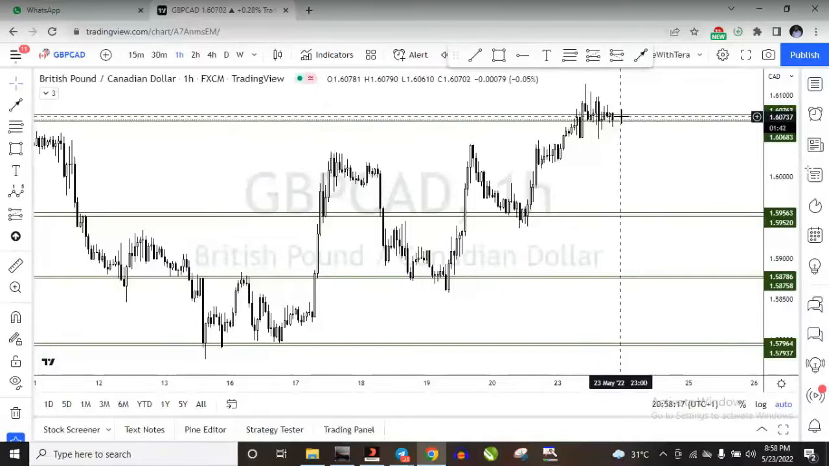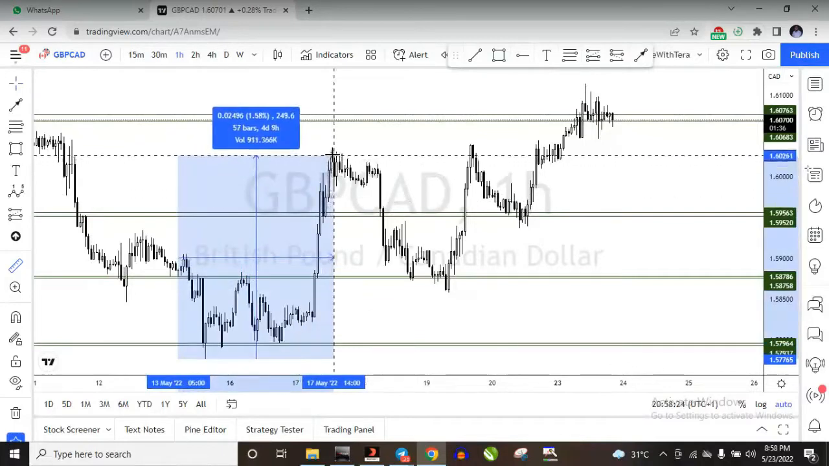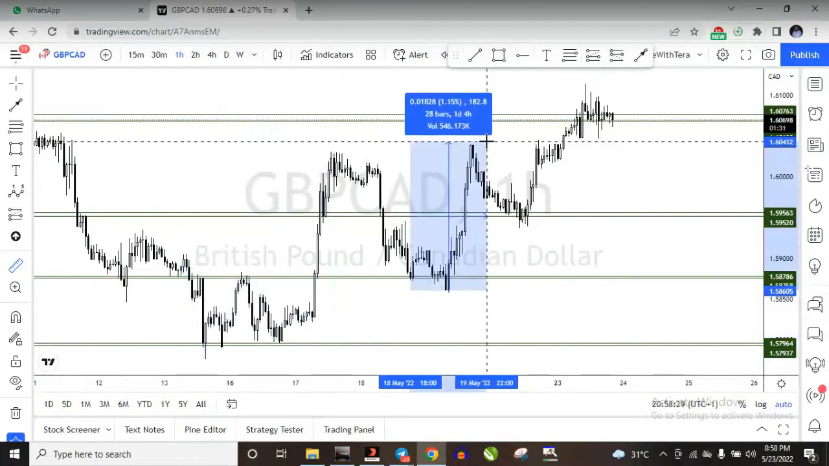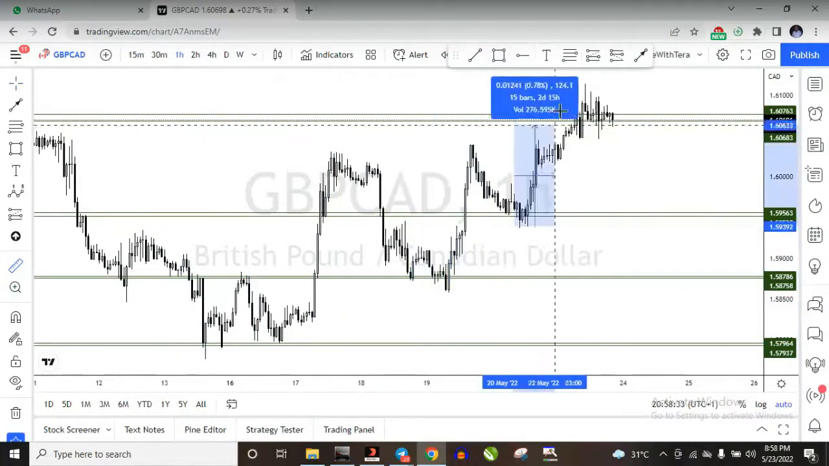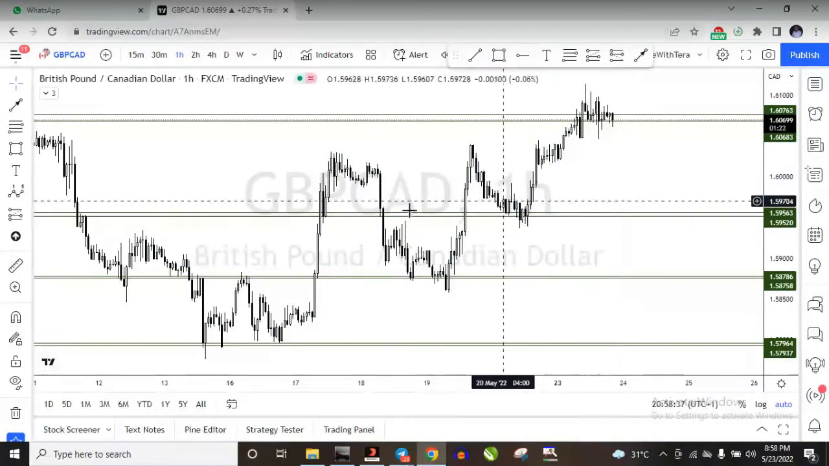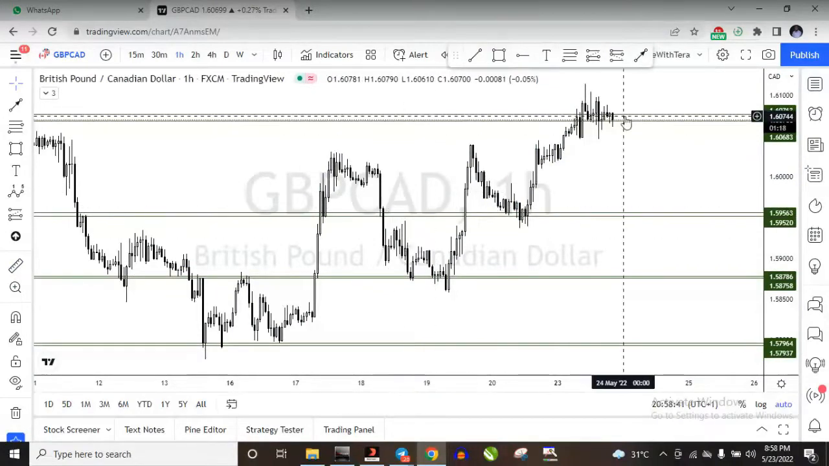I'm not interested in pound CAD this week unless I see something more convincing. One thing that is looking convincing right now is this reduction in momentum. I can see 252 pips, and then 179 pips, which is a reduction in momentum, and then 173 pips. So momentum is reducing on pound CAD. I'm also expecting to short pound CAD, if at all I'm going to trade it.